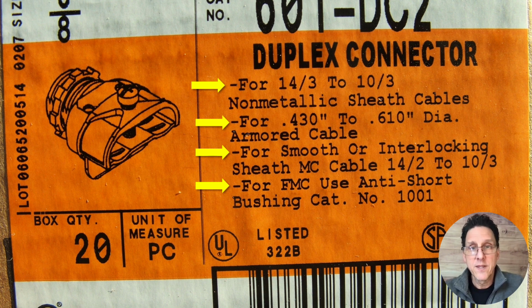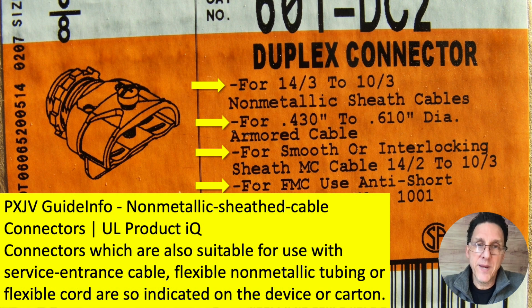All right, cool. Can I use this connector with flexible cords? Well, here's some information about connectors that are suitable for use with NM cable, like this one is suitable for use with NM cable. It says, connectors which are also suitable for use with service entrance cable or flexible non-metallic tubing or flexible cord are so indicated on the device or carton. This carton doesn't say, neither does the device, so no. This particular connector cannot be used with flexible cords.